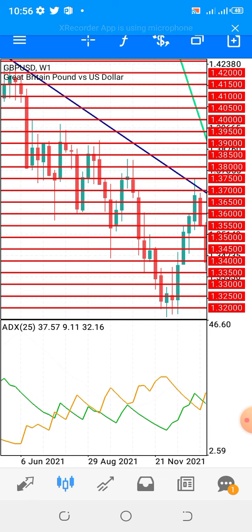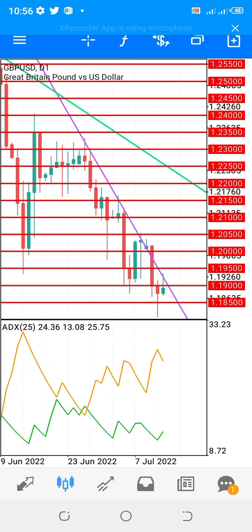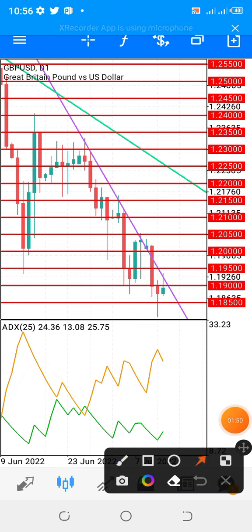Then the next thing is that I come down to daily and also draw my trend line on daily. This is my daily time frame trend line, the green line. That was my daily time frame trend line.